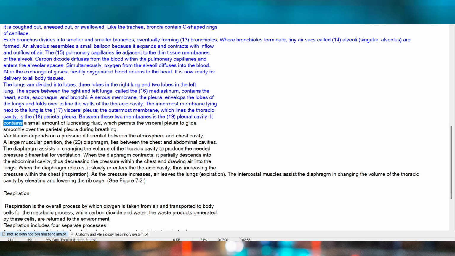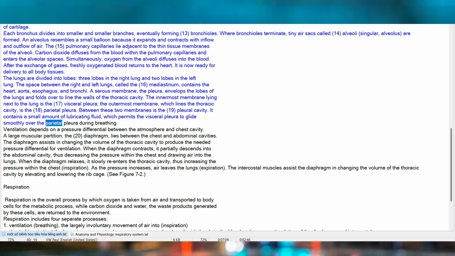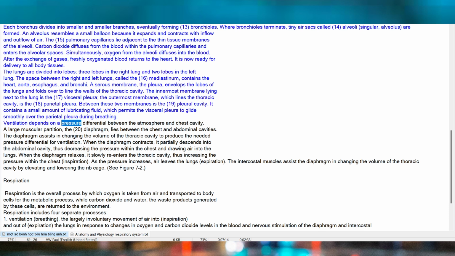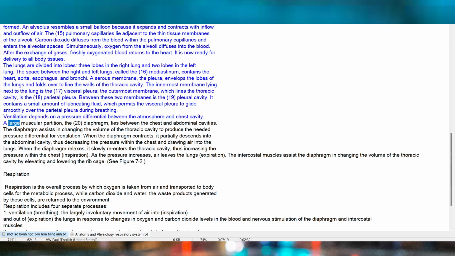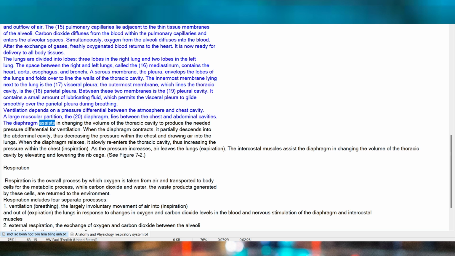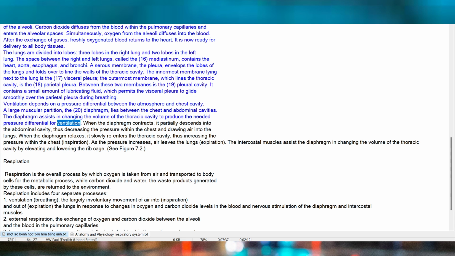It contains a small amount of lubricating fluid, which permits the visceral pleura to glide smoothly over the parietal pleura during breathing. Ventilation depends on a pressure differential between the atmosphere and chest cavity. A large muscular partition, the 20 diaphragm, lies between the chest and abdominal cavities. The diaphragm assists in changing the volume of the thoracic cavity to produce the needed pressure differential for ventilation.